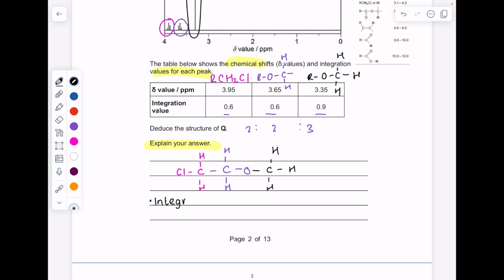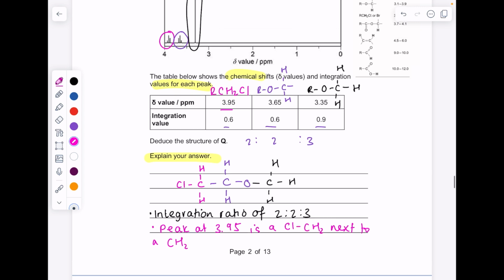So just pointing out everything I've already mentioned, our integration ratio was 2 to 2 to 3. Just to remind you, that means that we had 2 hydrogens, 2 hydrogens, and 3 hydrogens in the various environments. What about our peak at 3.95? It is a Cl to CH2 next to a CH2. I'm just pulling this out from the structure I've drawn. And how do we know that? Because from the NMR we can see it's a triplet.